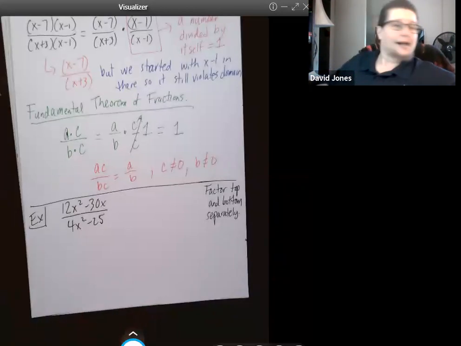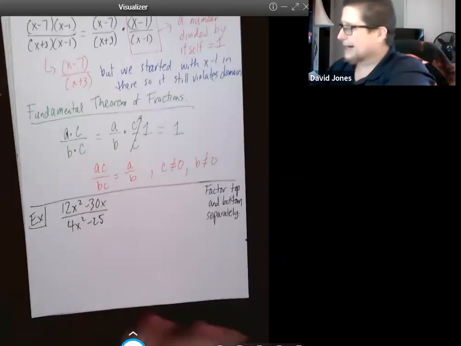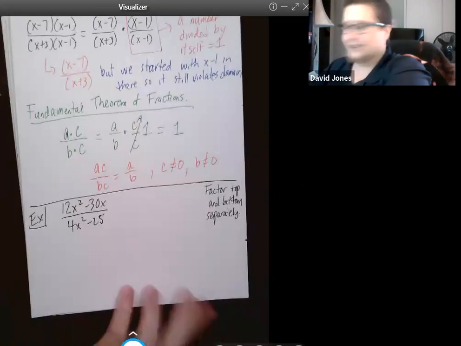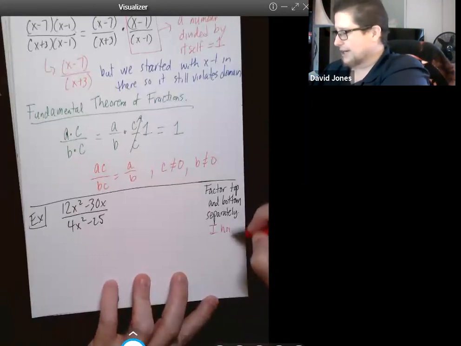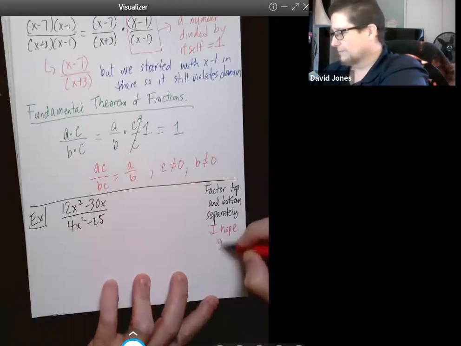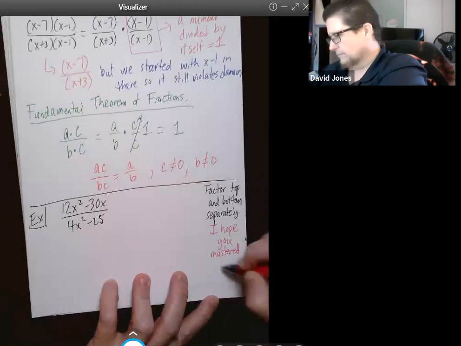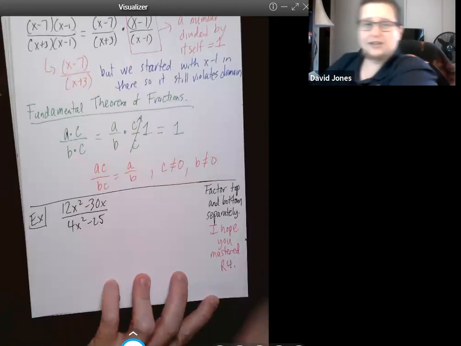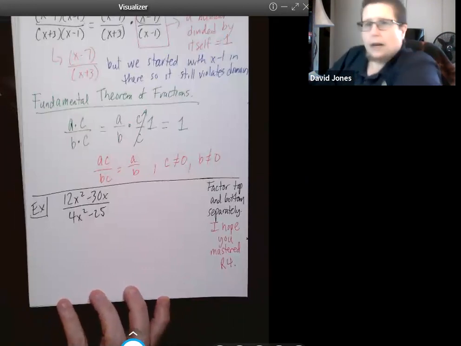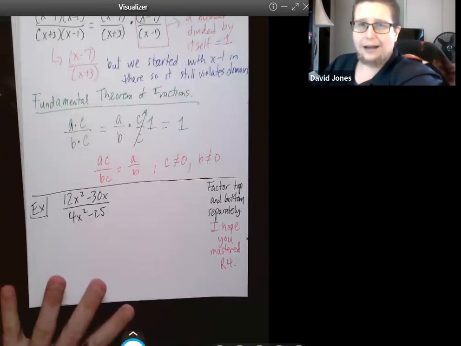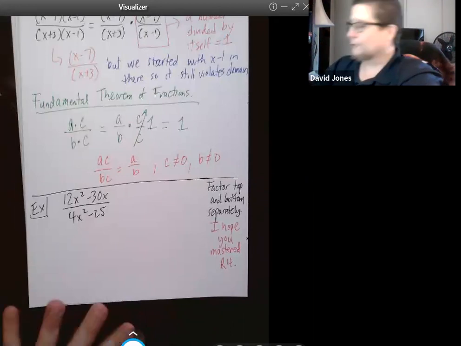Which means you're going to get a lot of practice from the last section. I hope you mastered section R4. If you didn't, this section is going to take you a lot longer, or you'll get a lot of practice doing this section, and that will help you master R4 that way.